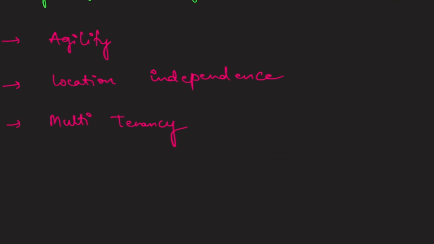Now the next one which we have here is called multi-tenancy. Now what is multi-tenancy? Just now we spoke about resources. When you talk about those resources, they are not available only for one particular user. Whenever you talk about resources, those are always shared among a large group of users. And that is something which we call multi-tenancy.